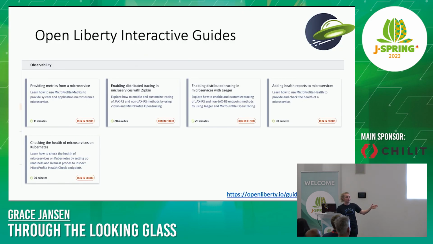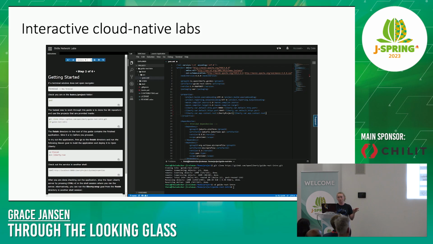There's also the interactive guides, and these are our observability ones. So if you want to know things like how you can use Zipkin, how you can use Jaeger, how you can enable health reports, for example, or MicroProfile Metrics, like I mentioned, then definitely check these out. You can utilize the cloud native environment if you want to, or you can do it locally, depending on your preferences.